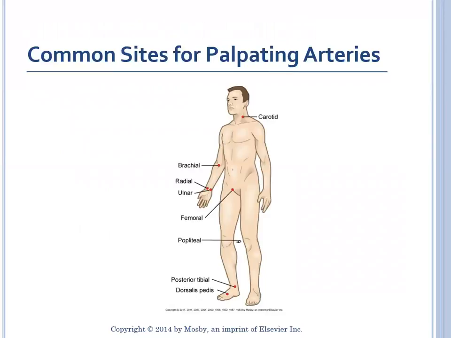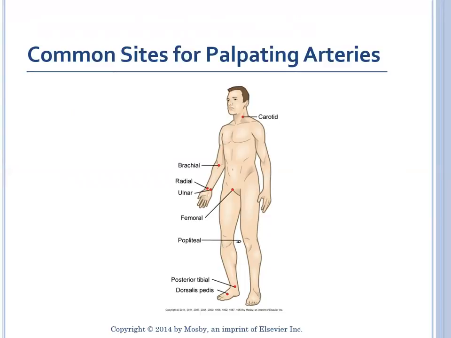This picture here is showing the common sites for palpating arteries. This picture is in your book on page 695, figure 32-6. Palpate the pulses in the neck and extremities for information on arterial blood flow. Assess the rhythm. Are they regular, irregular, the force? It is important to palpate each carotid pulse separately to avoid vagal stimulation and possible dysrhythmias. Compare the characteristics of the arteries on the right and left extremities simultaneously to determine symmetry.